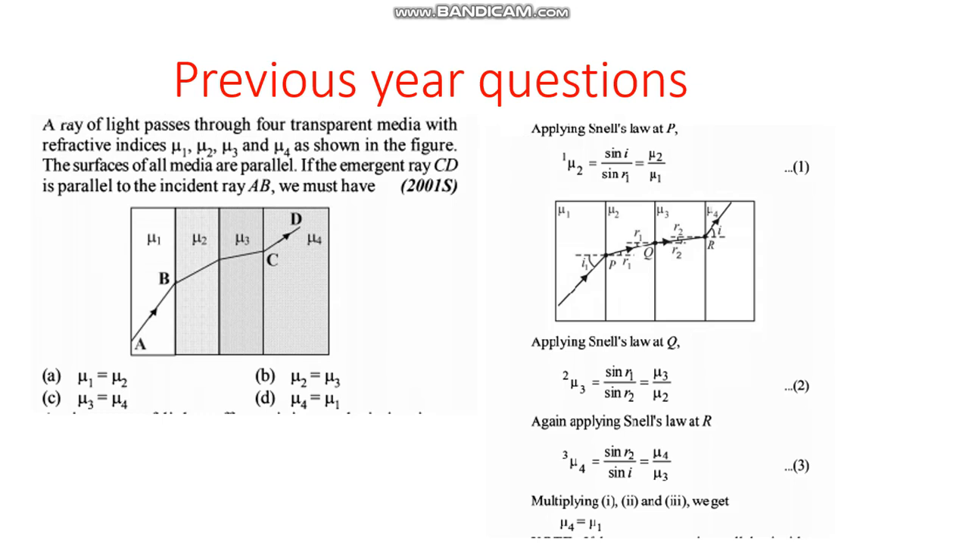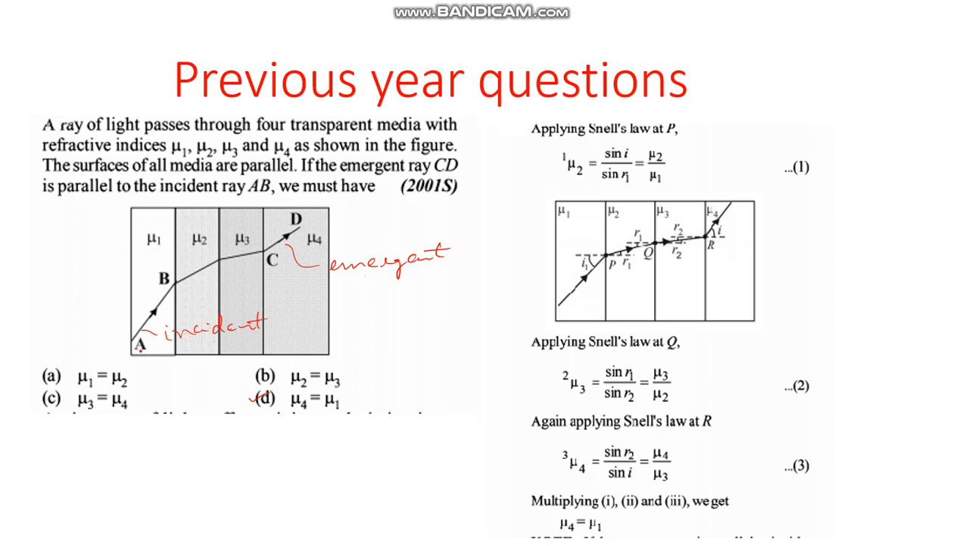Now you see here that this is the incident ray and this is the emergent ray. If the incident ray and emergent ray are parallel and all are parallel slabs, the first refractive index and the final refractive index must be the same. So option 4 is correct. We will apply Snell's law individually and see what happens.